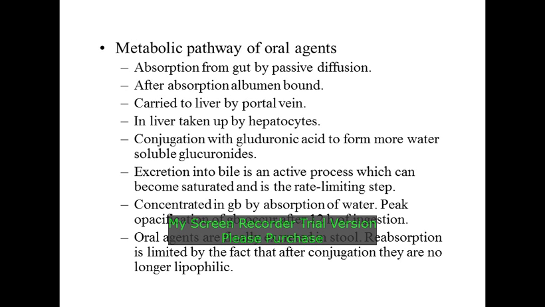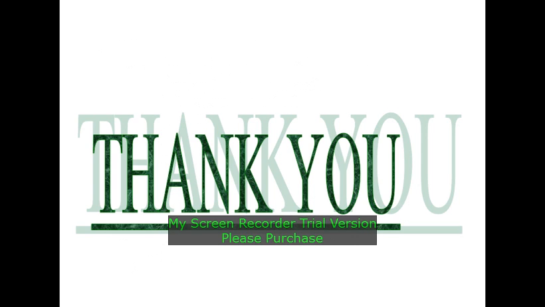Excretion into bile is an active process which can become saturated and is the rate-limiting step. Concentrated in gallbladder by absorption of water. Peak opacification of gallbladder occurs after 12 hours of injection, and oral agents are finally excreted in stool. Reabsorption is limited by the fact that after conjugation they are no longer lipophilic.